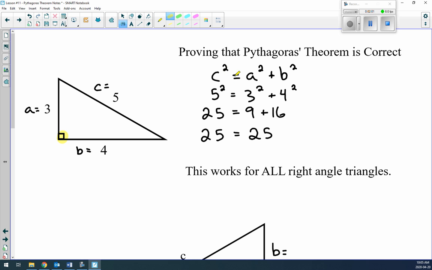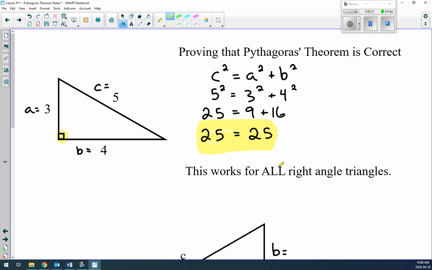So here's C squared equals A squared plus B squared. So let's plug in the numbers. So 5 squared, that's the hypotenuse, equals 3 squared plus 4 squared. So 5 squared is 25. 3 squared is 9. 4 squared is 16. 9 and 16 is 25. Yeah, we proved that. Look right there. The square of the hypotenuse is equal to the squares of the two shorter sides.